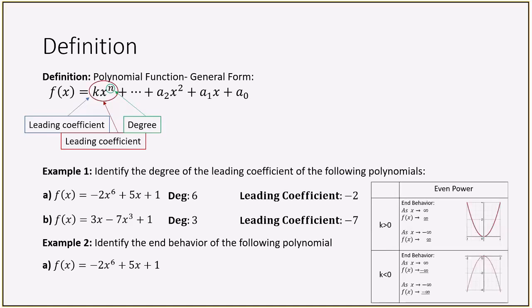Looking at this chart I pulled over, bottom right, I have my end behavior for when k is less than 0 and it's an even power. So my end behavior will be as x goes to positive infinity, f of x goes to negative infinity, and as x goes to negative infinity, f of x also goes to negative infinity.